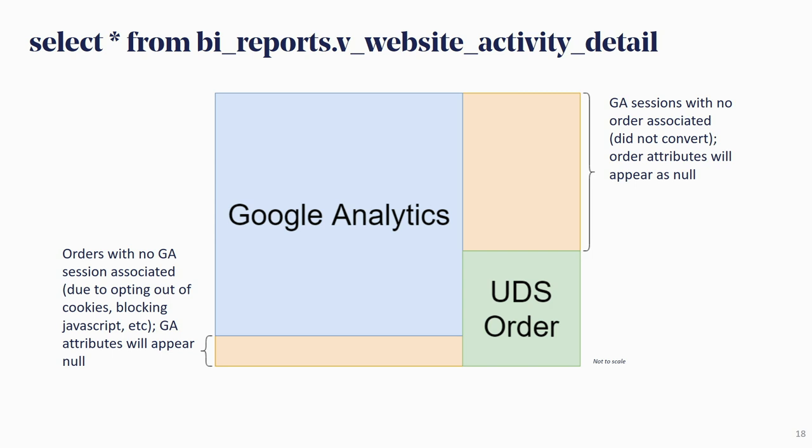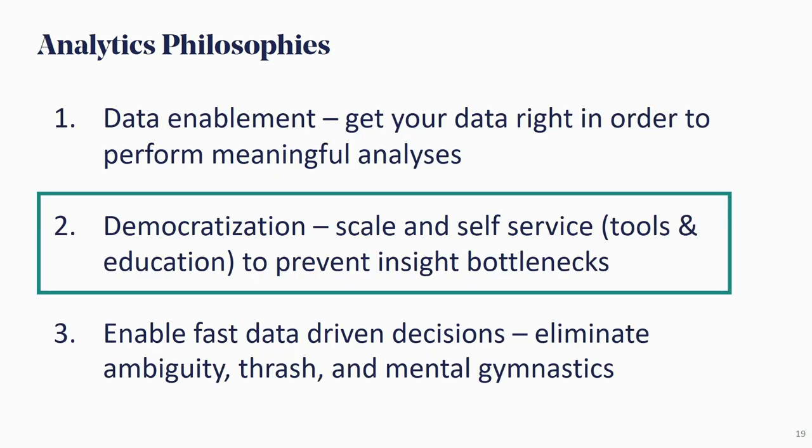And similarly here, we have some orders where they definitely ordered through the website, but we don't have their GA attributes because they, for example, declined cookies, right? And so this really comes from having this hybrid data set available to us. That's really the foundation we built a lot of our data reports off of. And so that enables this democratization of our tooling and our reporting.